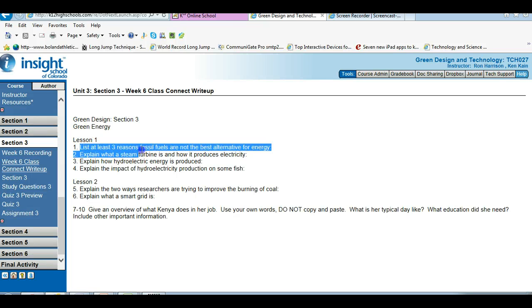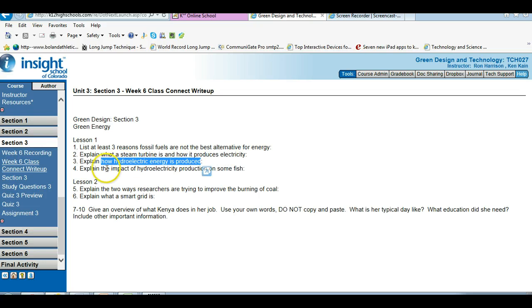So in lesson 1, list these 3 reasons fossil fuels are not the best alternative for energy. Explain what a steam turbine is and how it produces electricity. Explain how hydroelectric energy is produced. And explain the impact of hydroelectric production on some types of fish. And we'll keep those things in mind.